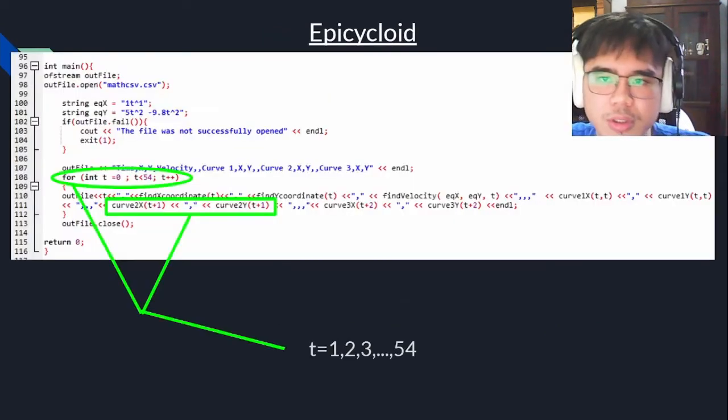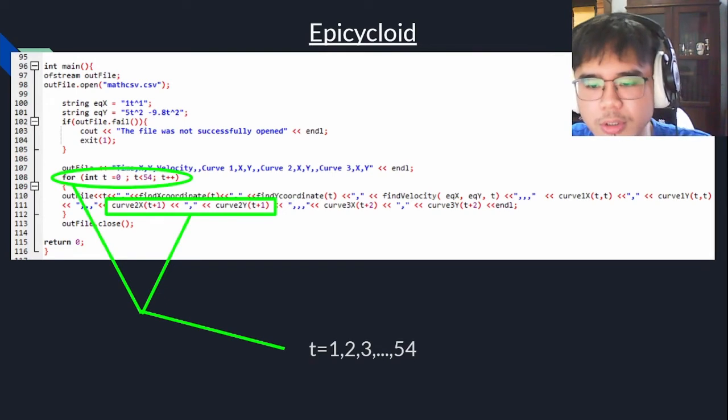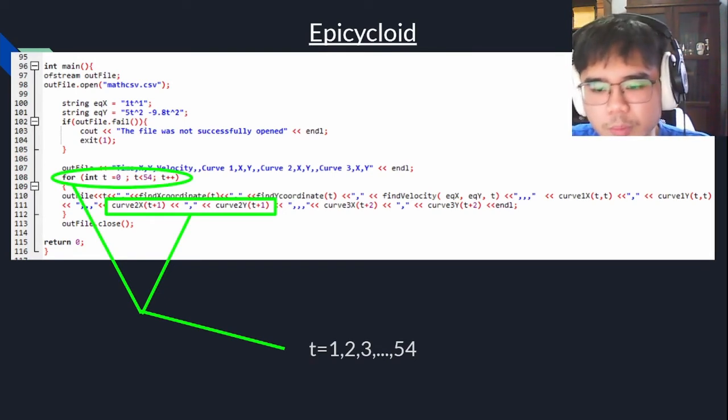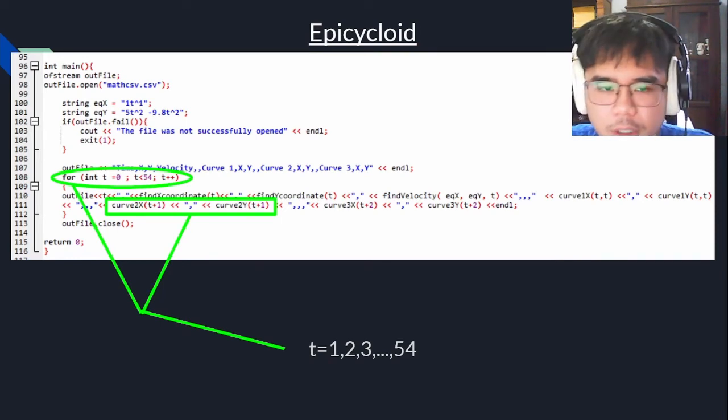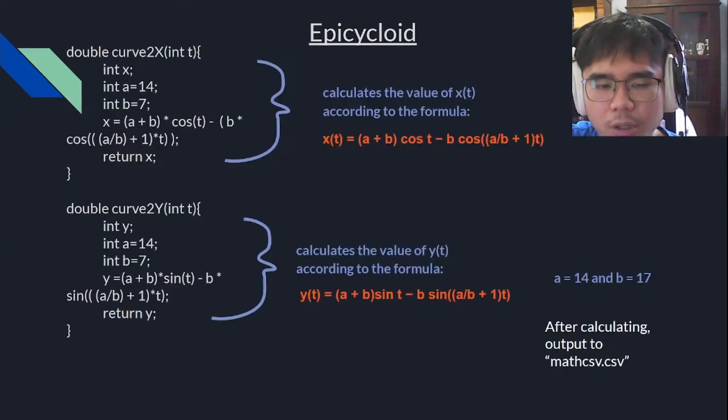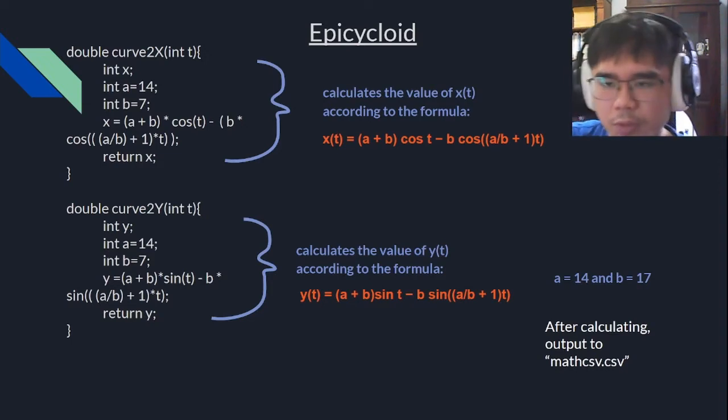The next is the epicycloid. In the code, the epicycloid function is called for calculation. For the epicycloid, the t increases from 1 to 54, incrementing by 1 each time. These are the functions that were called to calculate the x and y coordinates.